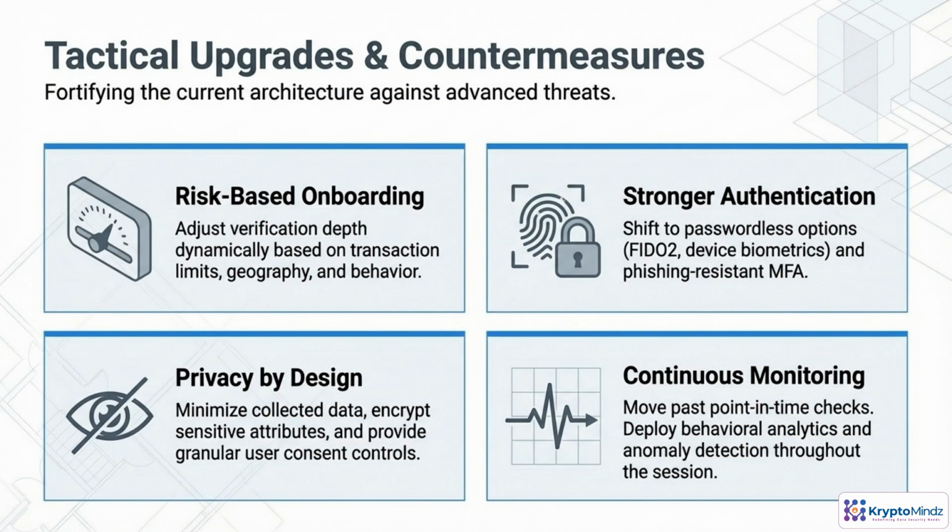To make your current identity stack more resilient, think in terms of 4 tactical moves. First, risk-based onboarding. Treat a low-value, familiar user very differently from a high-value, unusual pattern, and dial verification up or down in real time. Second, strengthen authentication by phasing out passwords in favor of device-bound credentials and phishing-resistant MFA. Third, apply privacy by design, so data collection, storage, and sharing are constrained and intentional. Finally, add continuous monitoring so risk is assessed throughout each session, not just at login.